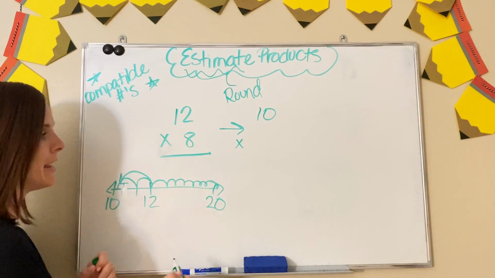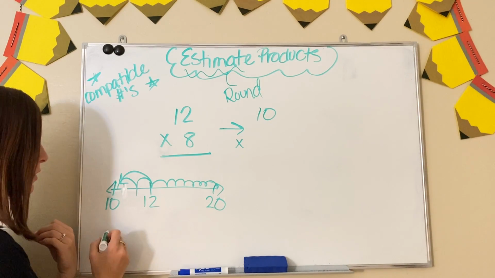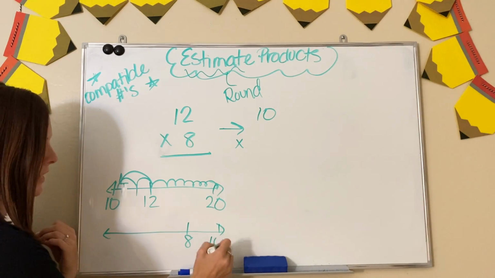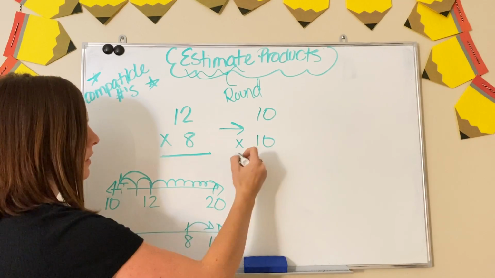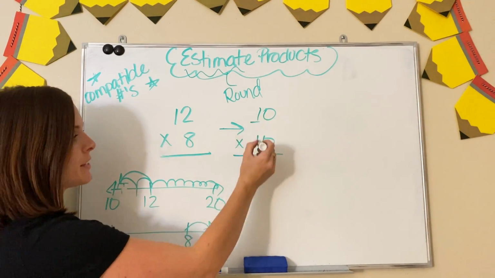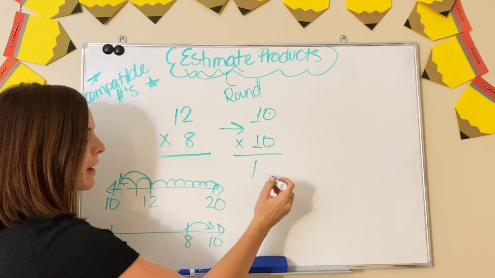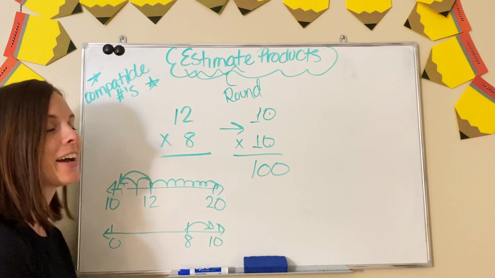And then how about my 8? Is 8 closer to a 10 or closer to 0? Again, you're thinking of what powers of 10 are surrounding it. So here's my 8, here's a 10, here's a 0. 8 is way closer to 10, so I get to round that up to a 10. And then I multiply. So remember our patterns. Take the digits out front and multiply them. 1 times 1 is 1, and how many zeros do you have? You have 2. So your estimated product is 100.